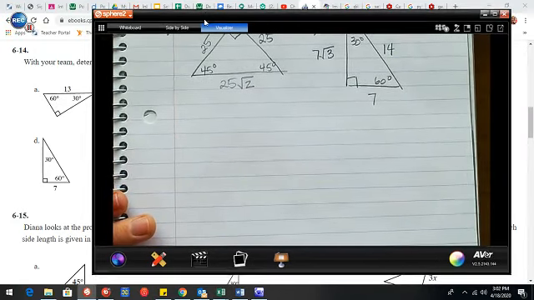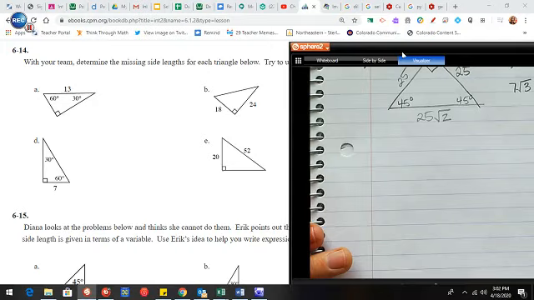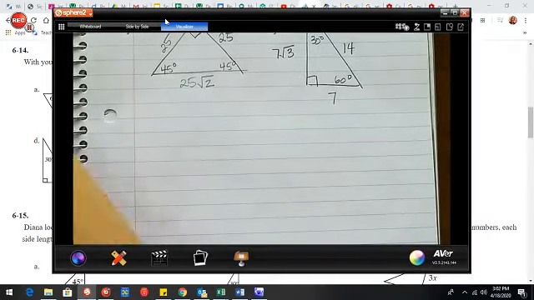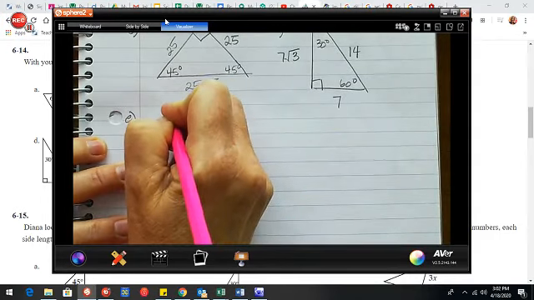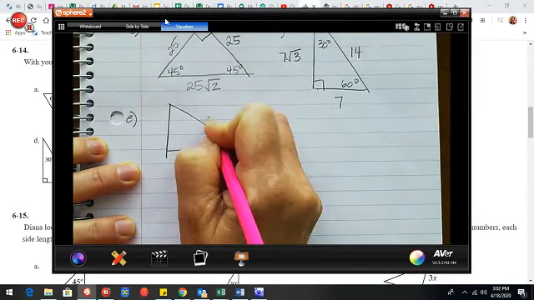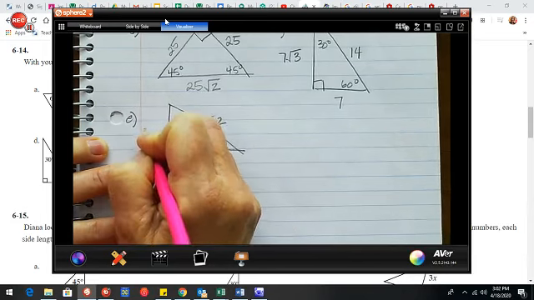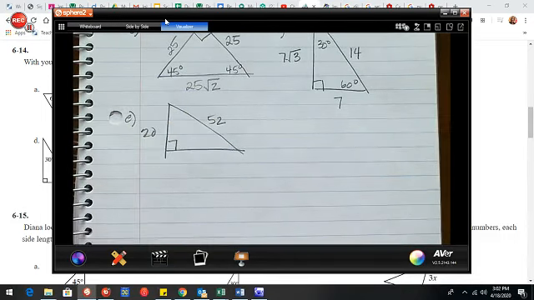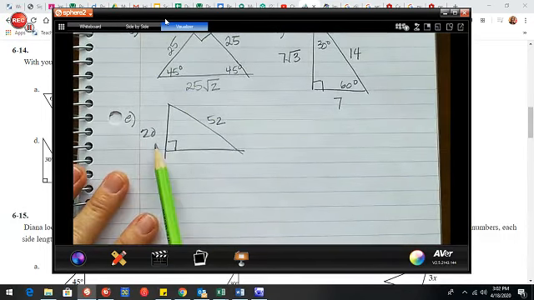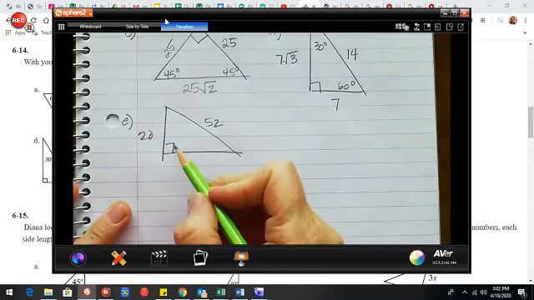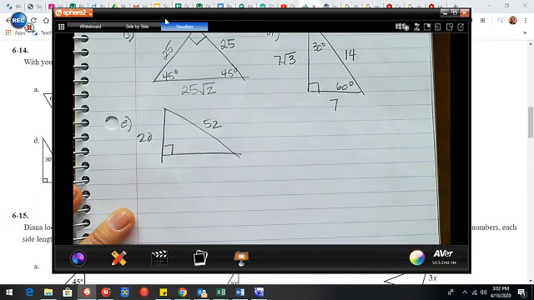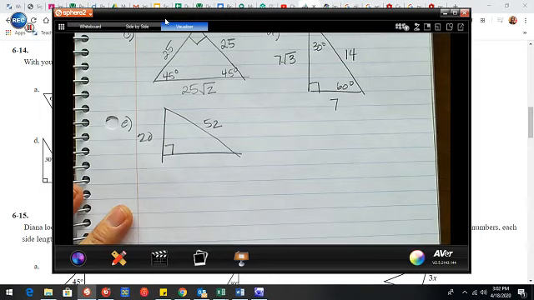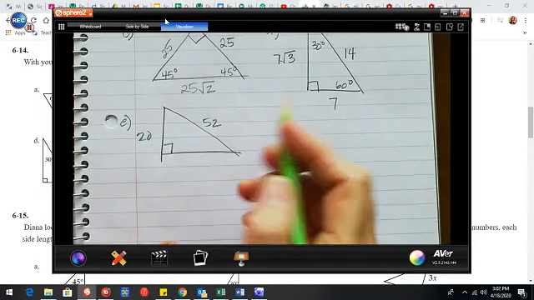Okay, for E, we have a hypotenuse of 52 and a leg of 20. Okay, so this is probably a triple. So what goes into 20 and 52? What's the biggest number that they're both divisible by? Now you may not think of this right off the bat. You might say, oh, I know they're divisible by 2. You can do it that way.